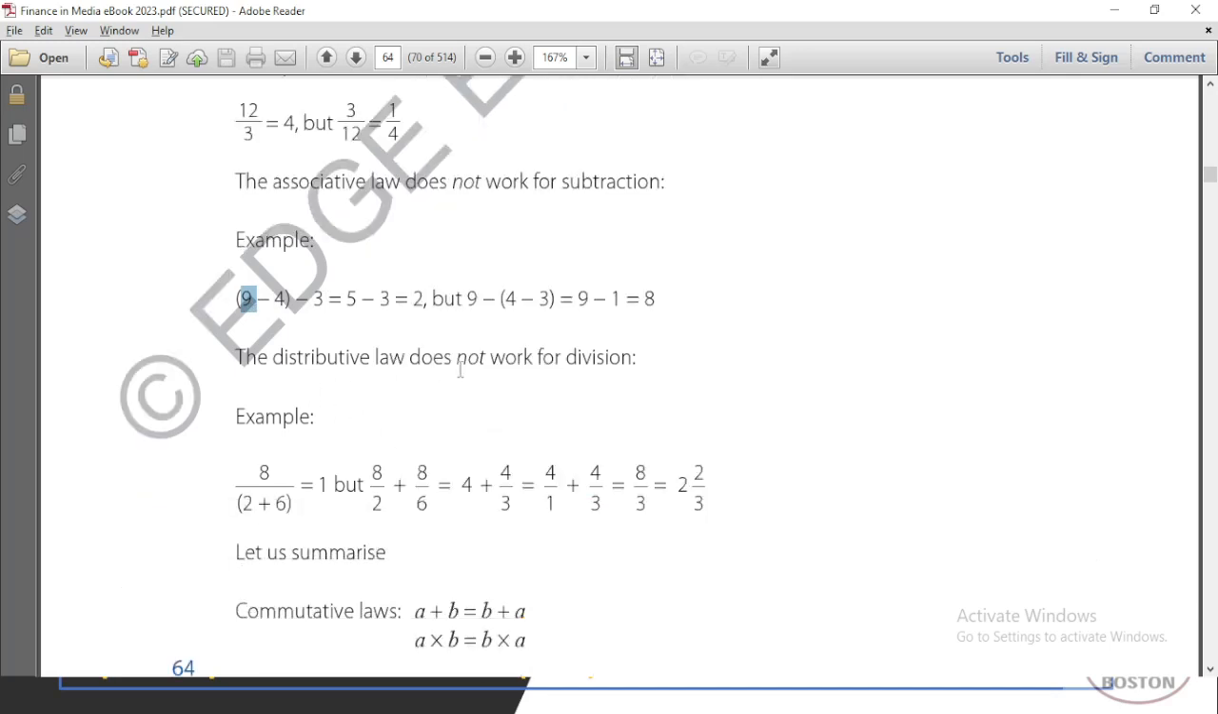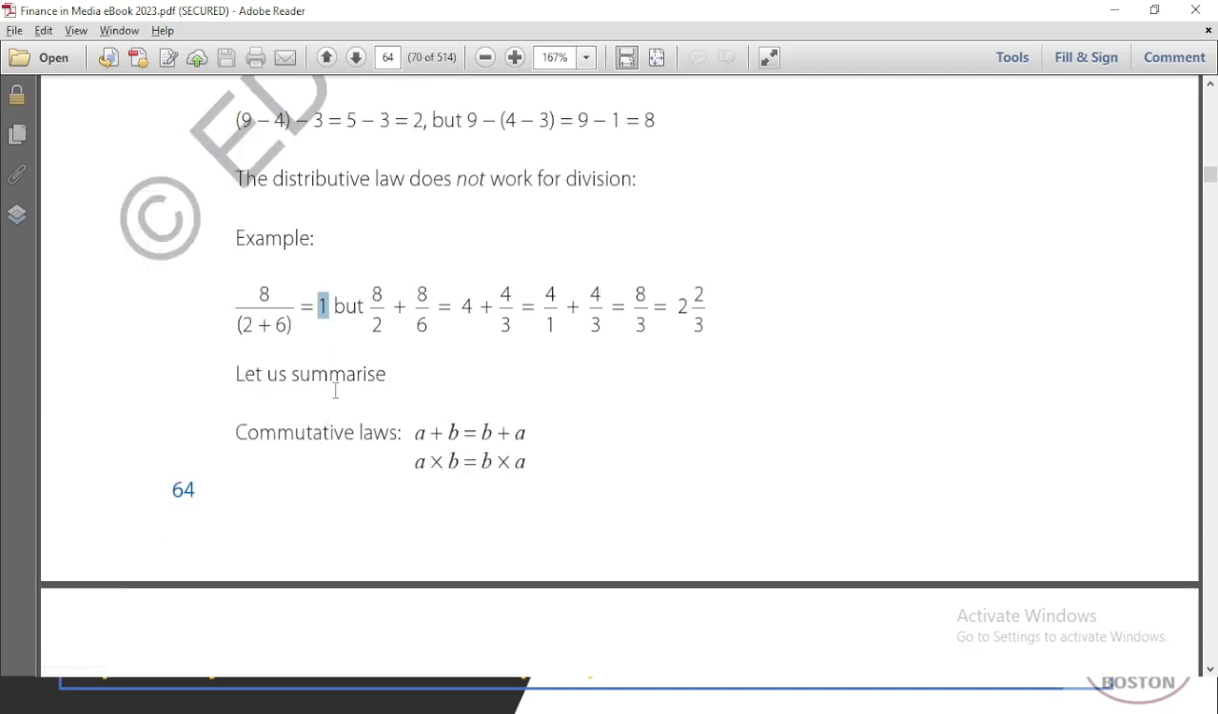And then the distributive law does not work for division. If we're saying 8 divided by 2 plus 6, we cannot say 8 divided by 2 plus 8 divided by 6. It won't give us the exact same answer, because 8 divided by 6 gives us an improper fraction, 4 over 3. So we end up saying 8 divided by 2 giving us 4, plus 4 divided by 3, which gives a final answer of 8 over 3, which is 2 and 2 over 3, which is no longer equal to the original. So it does not work.